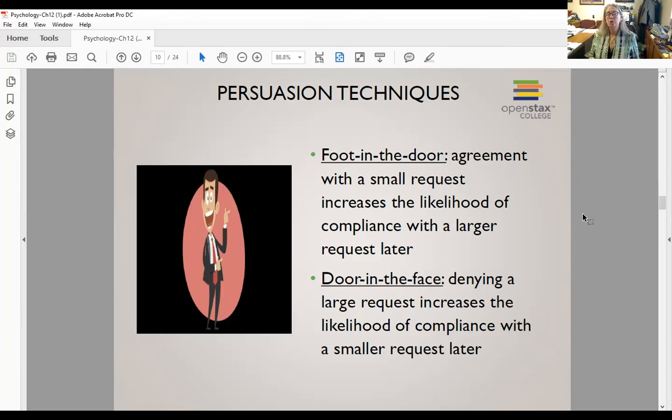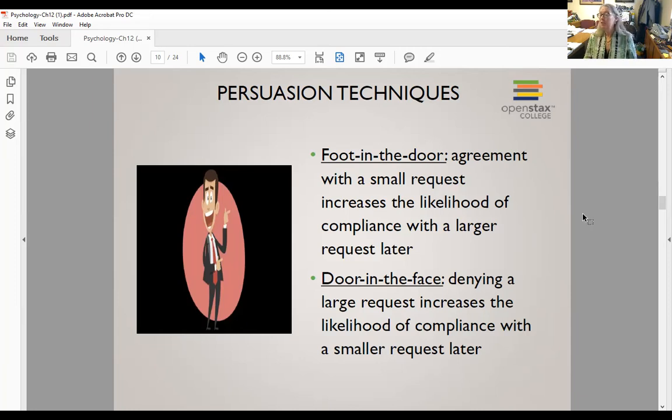With the foot in the door, what the person is going to do is ask you for a small thing, something that you're likely to say yes to. And then after you say yes and do it, then they ask you for what they really want. So let's say I'm with the United Way and I want people to donate money to the United Way. And I want them to donate $50. Well, that's a lot of money. And so if I just go out and ask people, will you give me $50? Will you donate $50 to the United Way? I may not get very many people to agree.